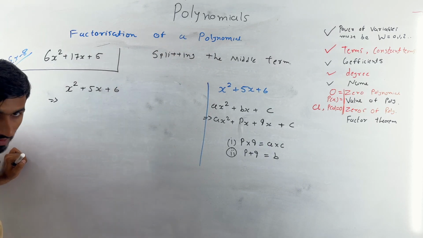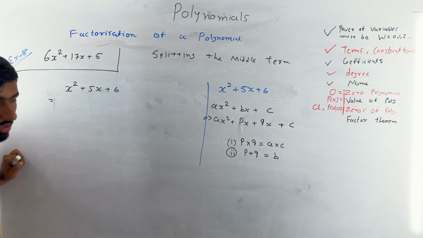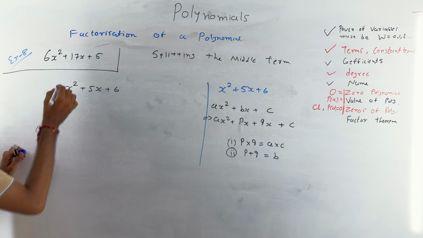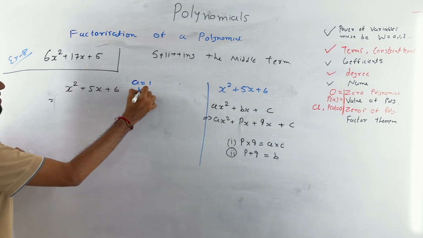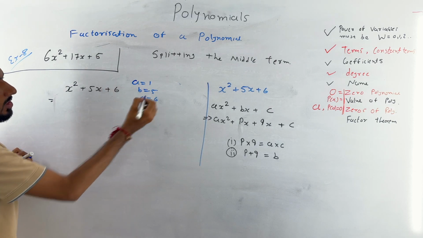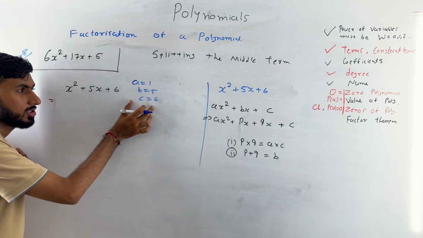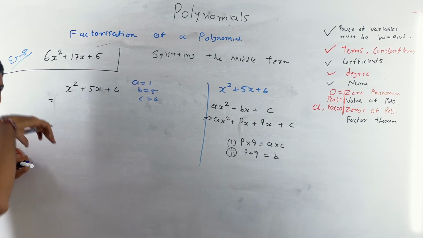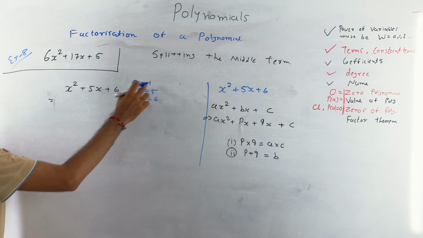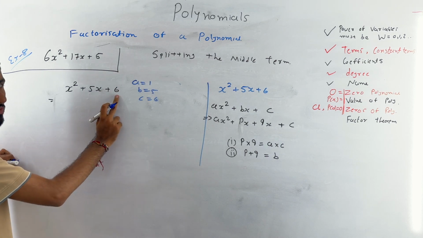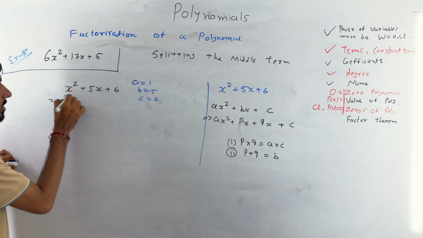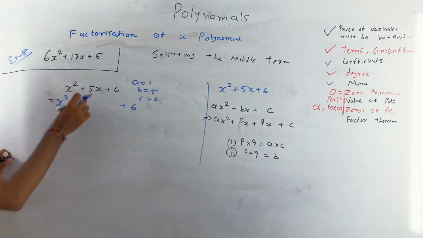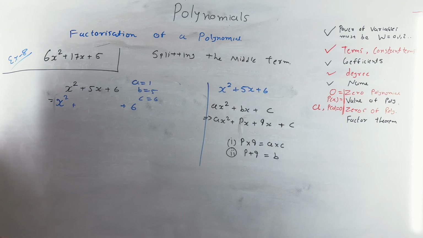So my first step will be to compare it with ax square plus bx plus c, right? So you get a is equal to 1, b is equal to 5, and c is equal to 6. You don't have to mention this in your answer, right? You can use it on your rough page or in your mind also. Now for the first step, my first term and last term will be the same as it is. I just have to split the middle term.